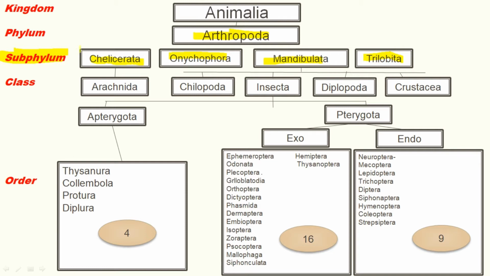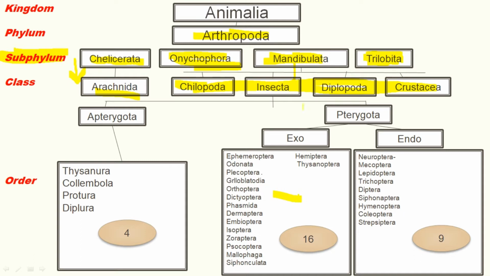Those subphylum are again subdivided into classes. In each subphylum certain classes are there. For example, in Chelicerata, Arachnida is the class. Mandibulata has 4 classes: Chilopoda, Insecta, Diplopoda, and Crustacea. Onychophora and Trilobita are not that important, but Chelicerata and Mandibulata are more important, having practical use in our agriculture.